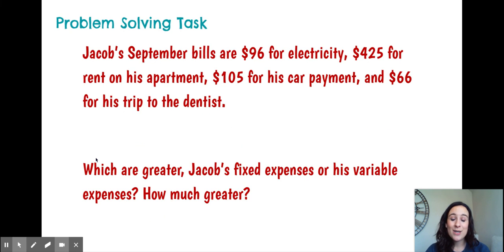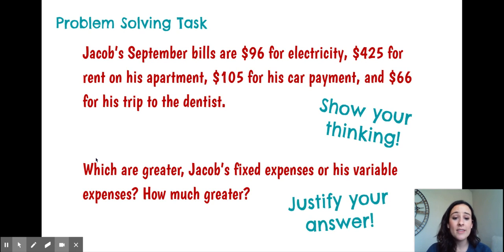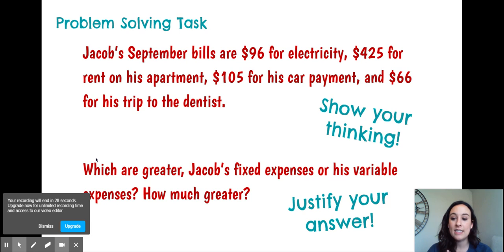What you are going to be turning into me this week, kind of your final assignment, is a problem-solving task. So you have this question. Don't forget, just like we do in class, I really want you to show your thinking. This is what I'm going to be looking for from you. I want to see how you solved. I want to see your strategies, maybe what didn't work. What did you do to solve this problem? And lastly, I want you to justify your answer. So after you solve, write a little bit. How do you know your answer is correct?